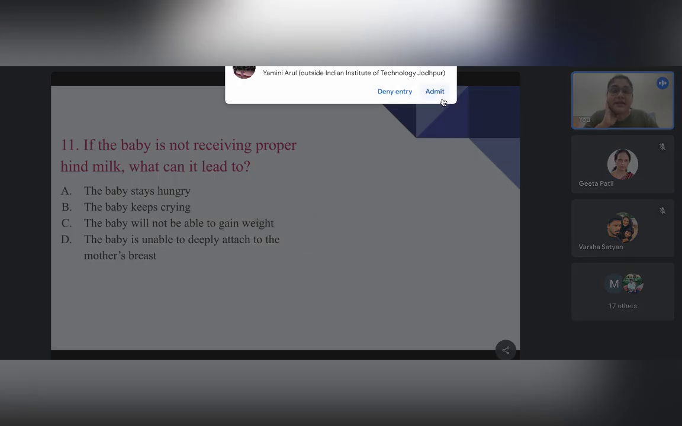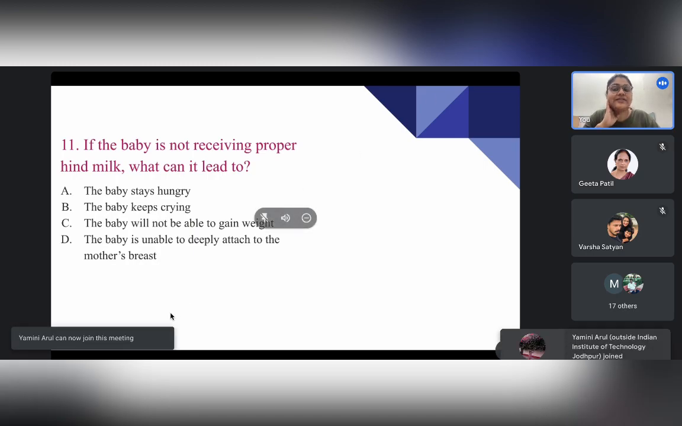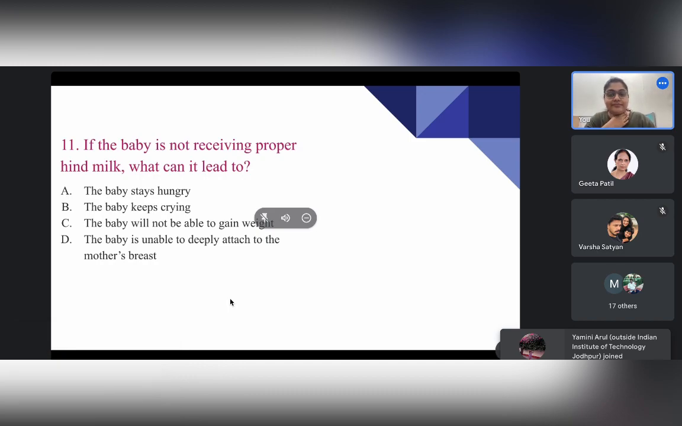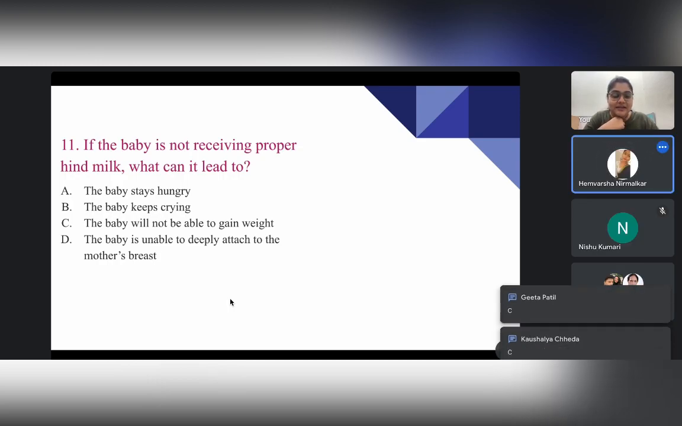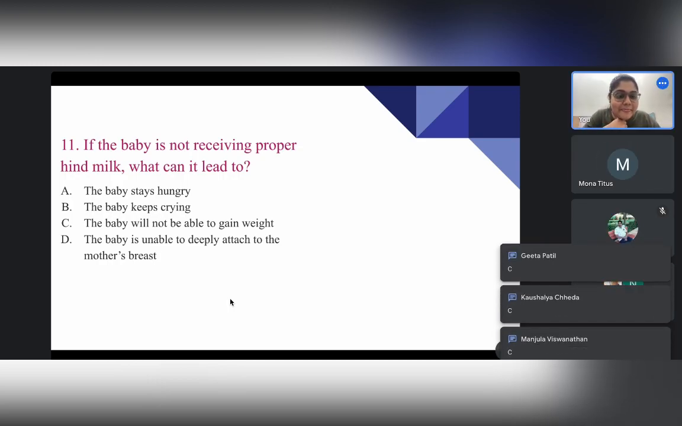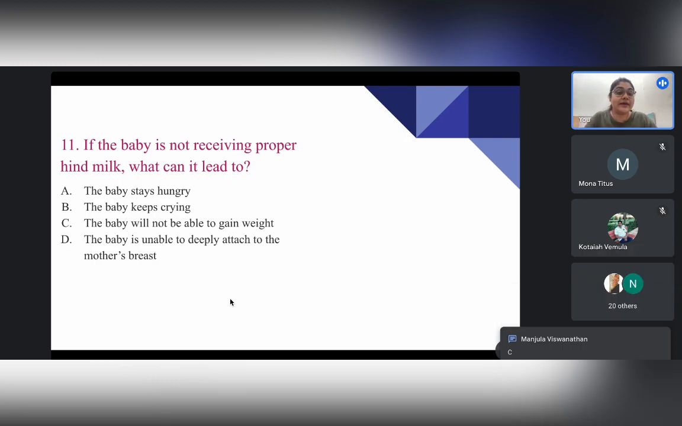If the baby is not receiving proper hind milk, what can it lead to? We have talked about hind milk, what is the importance of hind milk, and why the baby needs it. Option C. Right. So option C is the answer, that the baby would not be able to gain weight. So can anybody help me recapitulate why the hind milk is so important?